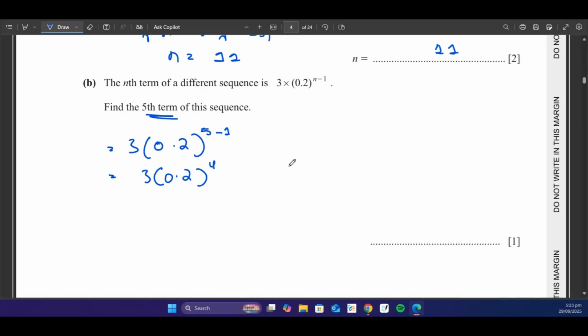And that should, I think, give us an answer of 3 over 625. Alright, so we could write 3 over 625, or we could solve the fraction. That would give us 0.0048, or you could just write 3 over 625. Either one works.